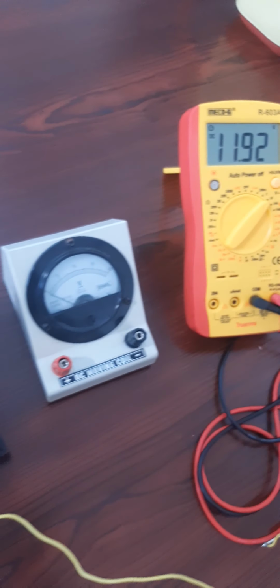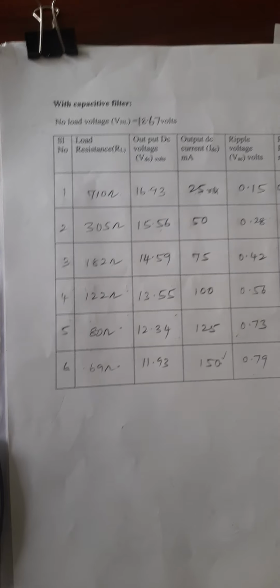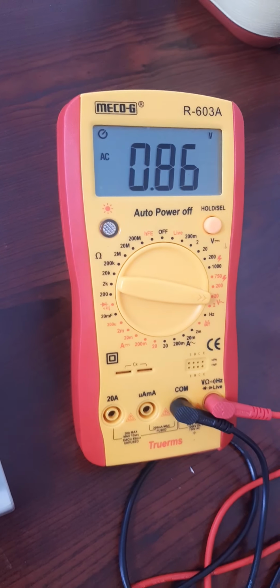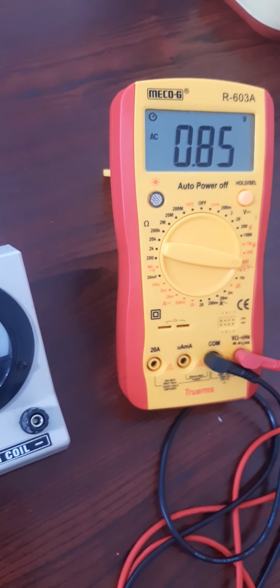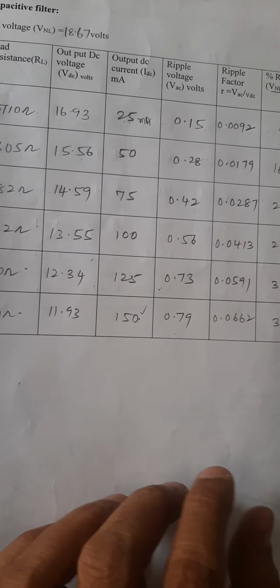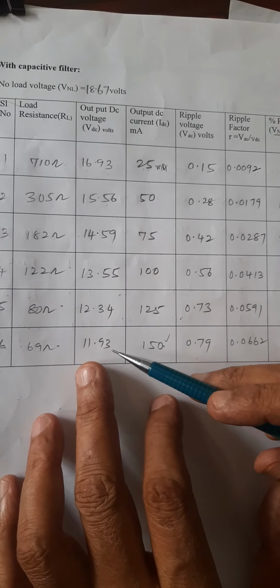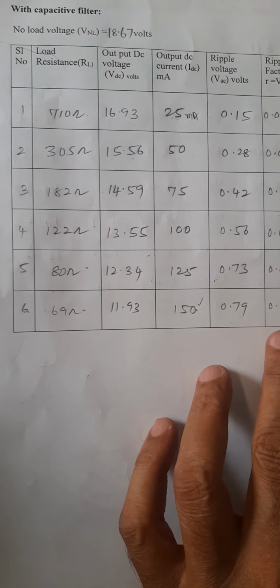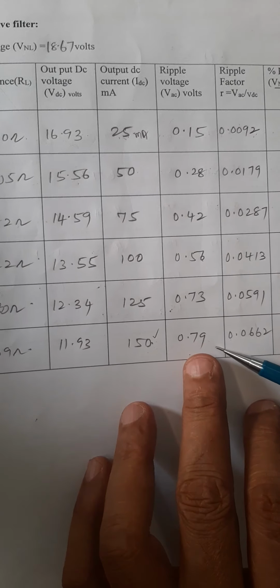What I have noted at the time is 11.993, and the corresponding AC value you take. So that value comes to 0.8586. What I have noted is 0.79. Now we will come back and see the concerned values here. For 150, the VDC value is 11.93 and the VAC value is 0.79.